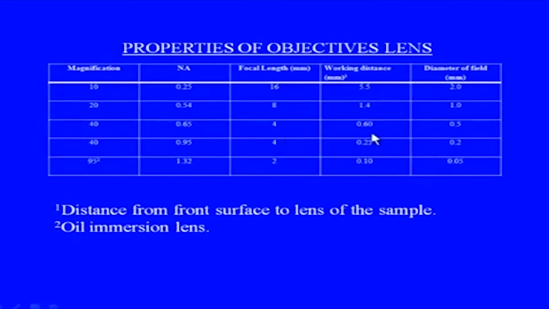Also the working distance decreases. The working distance, as I said, is the distance between the front lens and the specimen, and this will decrease as you increase the magnification and the numerical aperture. Diameter of field, that is the area which you can view, will also decrease, because the farther you are from the specimen, the more area can be seen. As you go closer to the specimen, less area you can see. We will discuss what diameter of field is as such later on.